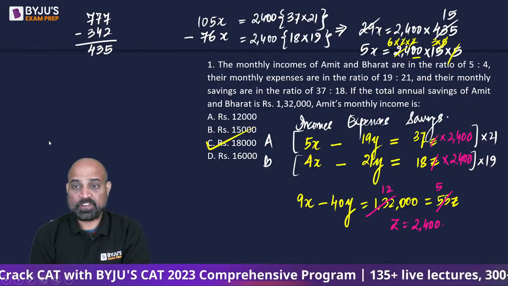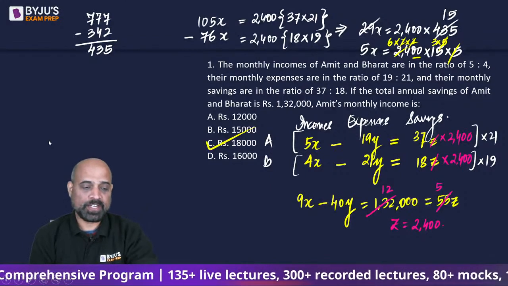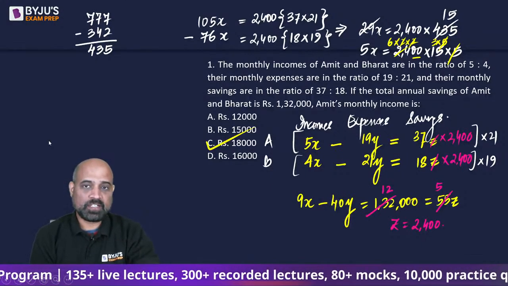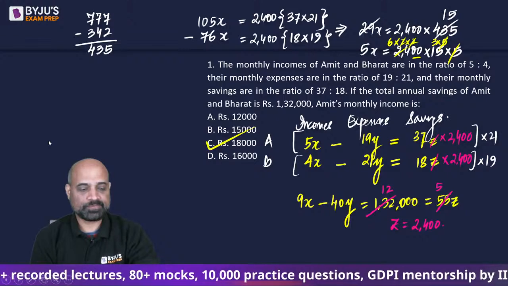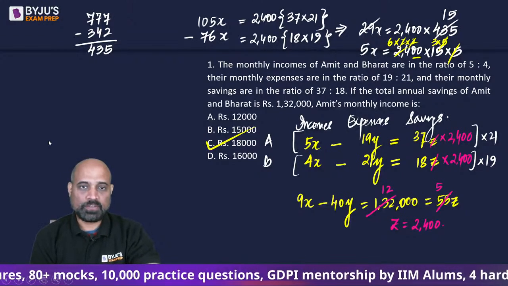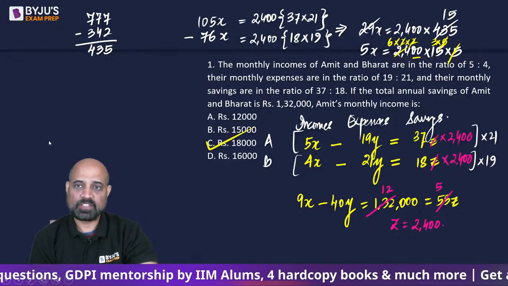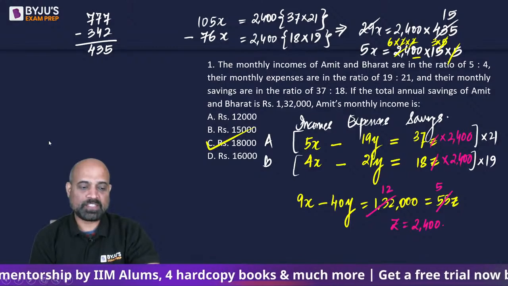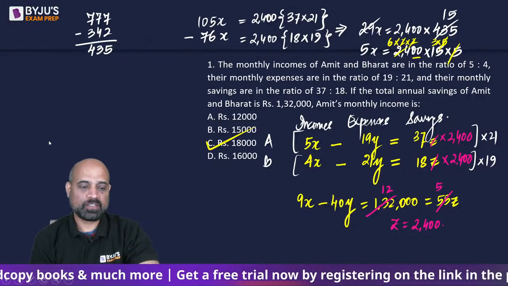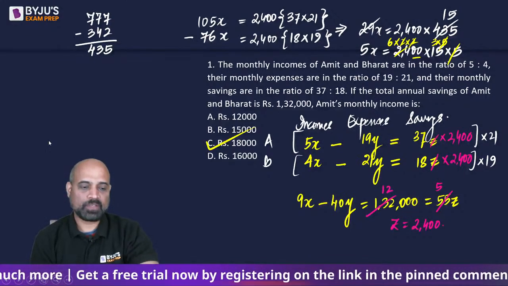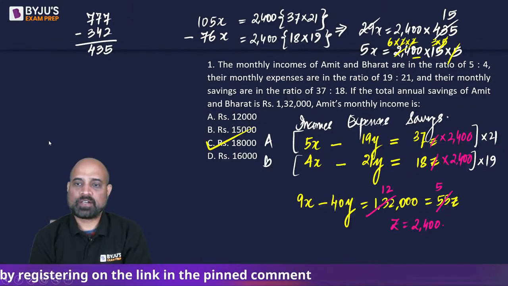Okay, let's verify it once because this was calculated. So we got 37 into 21, which will result in 777, of course. 18 into 19 will result in 342. That is also correct. 435 is the difference. So we will be getting 29x as 2400 into 15. And this results in another 5.